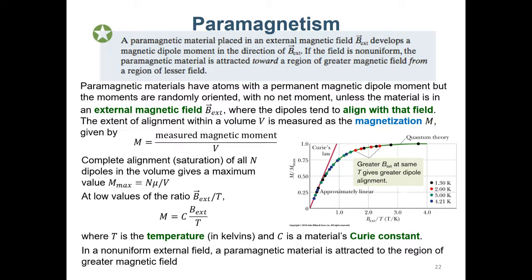The second type is called paramagnetism, 顺磁性. The paramagnetic material is placed in the external magnetic field. So it is opposite to the previous case. For paramagnetism, if you apply an external B field, then it will generate another B field which is in the same direction, or attracted towards the external B field.